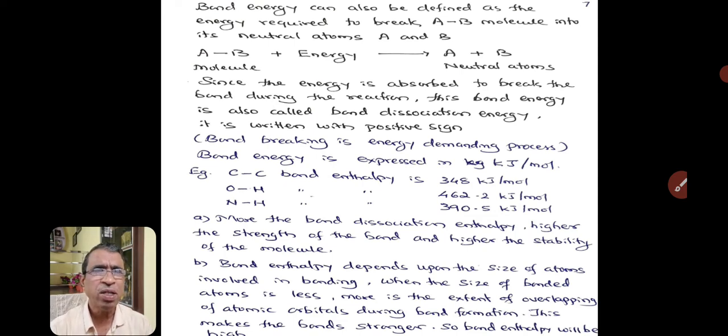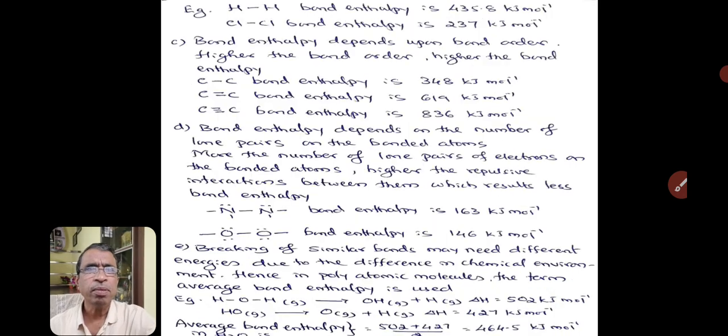Bond enthalpy depends upon the size of atoms involved in bonding. When the size of the bonded atoms is less, there is more overlapping of atomic orbitals during bond formation. This makes the bonds stronger, so bond enthalpy will be high. Let us take the example of the hydrogen molecule. In the hydrogen molecule, the bond enthalpy is 435.8 kilojoules per mole, whereas in the chlorine molecule, it is 237 kilojoules per mole.